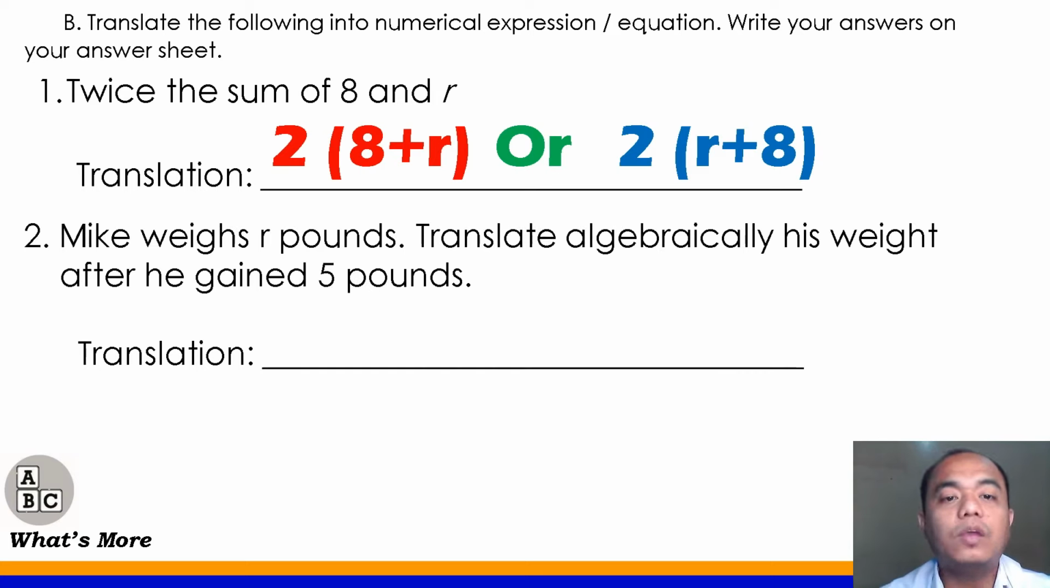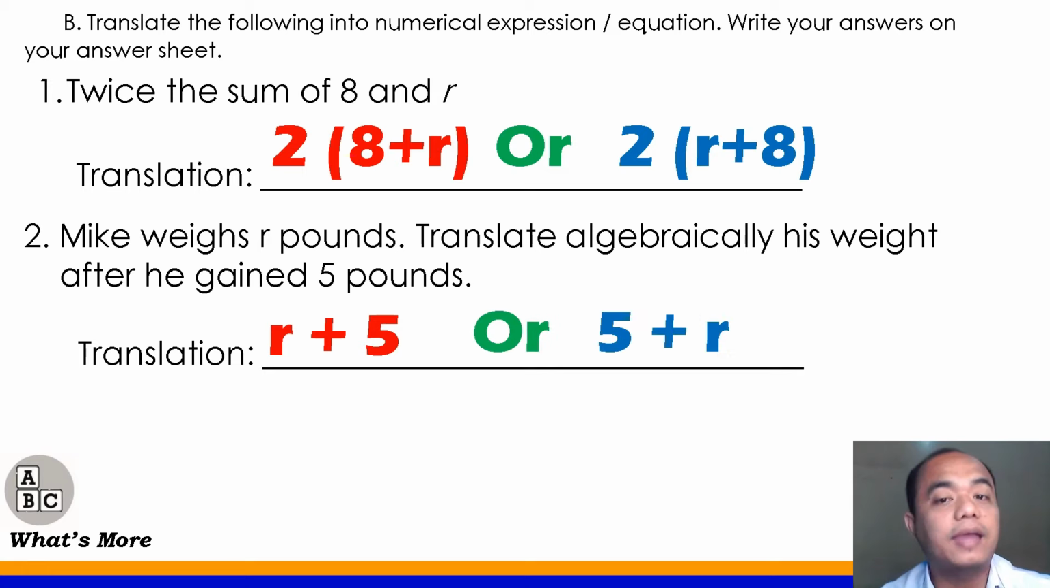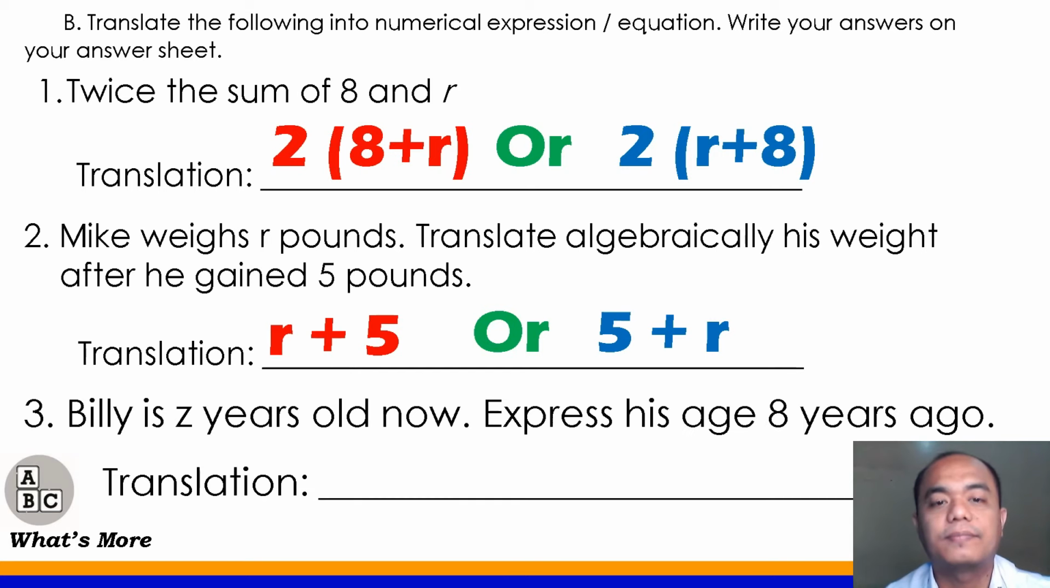Number 2. Mike weighs r pounds. Translate algebraically his weight after he gained 5 pounds. Okay, so that's r plus 5. Or, pwede ring sabihin 5 plus r. Okay, ang gain dito will represent addition. Yung gain dito, it will represent addition. Next, number 3. Billy is Z years old now. Express his age 8 years ago. Okay, very good. It's Z minus 8.